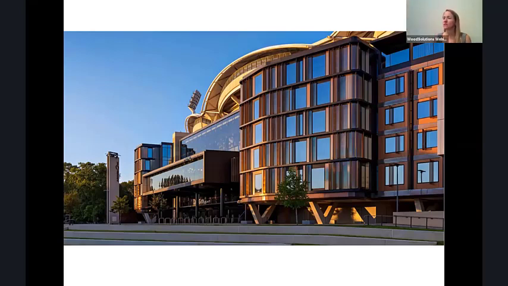Fantastic. Now there was a question. Please expand on what you were referring to as native timber.